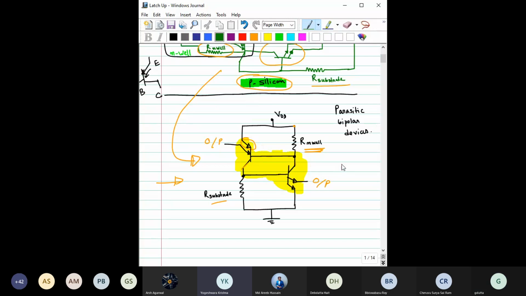Okay. So if you now consider this one, the highlighted regions, that basically is the circuit representation of a device which is called SCR, silicon controlled rectifier, or thyristor. If you have not studied thyristor so far, then we can see what the basic structure of a thyristor is, and after that we will come back to this discussion again. Fine. So let us understand what SCR or thyristor is.